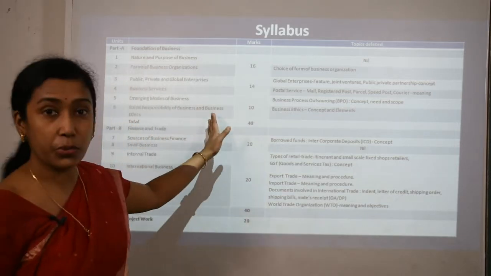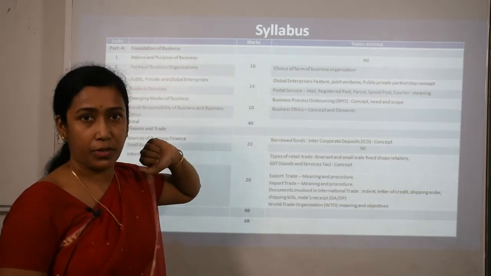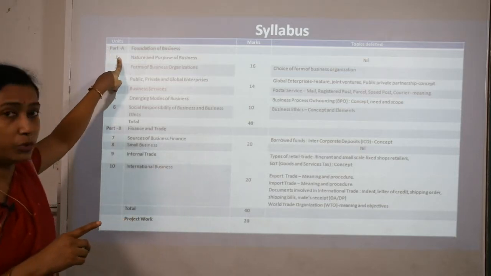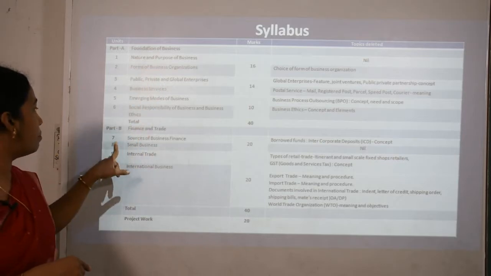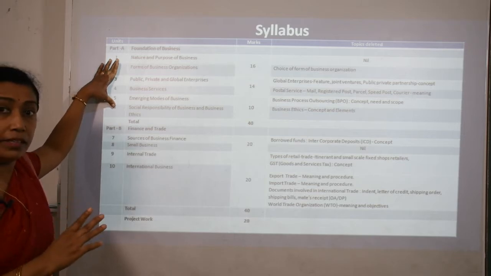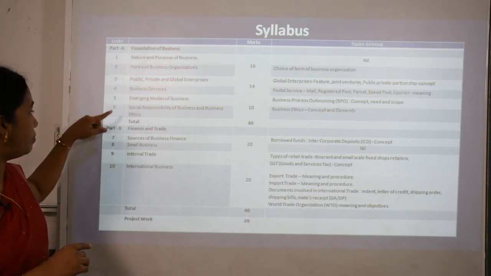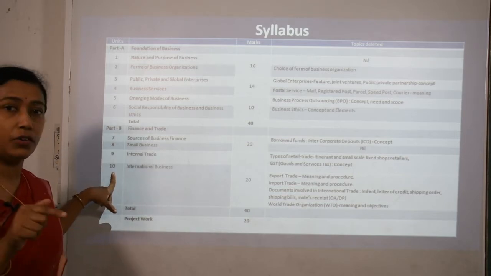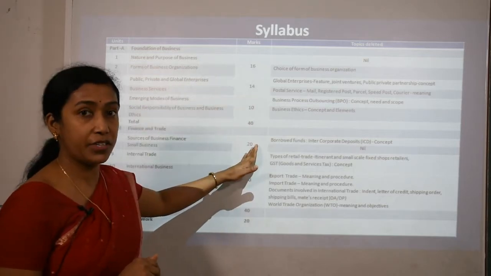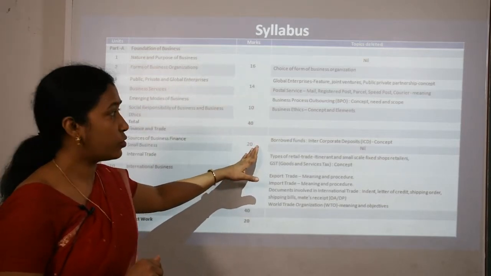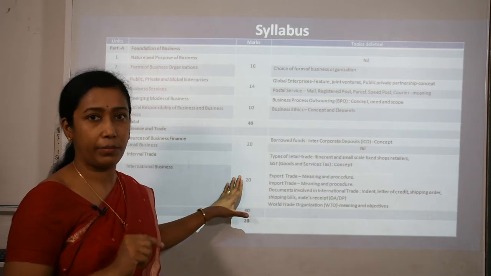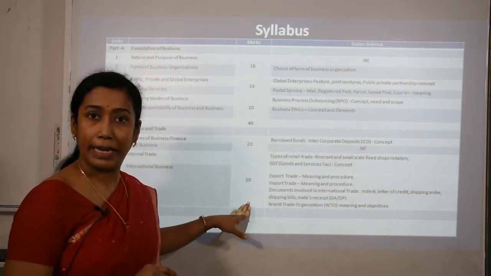We will start first with the syllabus. You have one book only which is divided into two parts. Part A is foundation of business, and part B is finance and trade. In part A there are a total of 6 chapters, and in part B you have 4 chapters. So in your book you have 10 chapters to complete. These are the marks distribution: 40 marks for part A and 40 marks for part B in your final examination paper, so 40 plus 40 is 80.